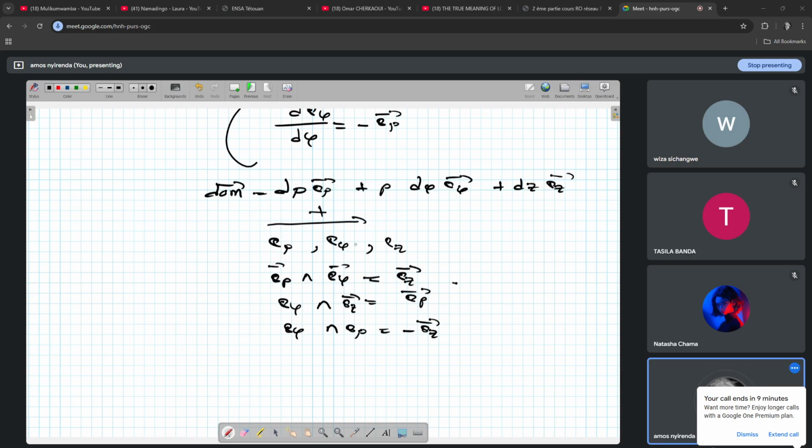So to have positive, I must follow them in this direction: rho, phi, ez. But if I go phi rho, I'm going to have a minus ez. And then if I go ez vectoriel phi, I'm going to have minus rho. So this is another interesting thing. We'll be using this a lot, so I suggest that you remember this part here. Is this part clear?